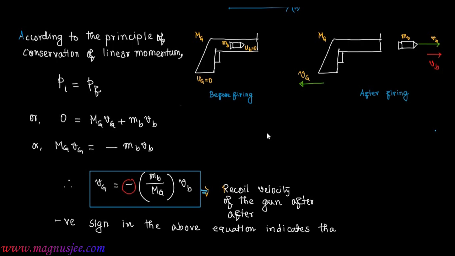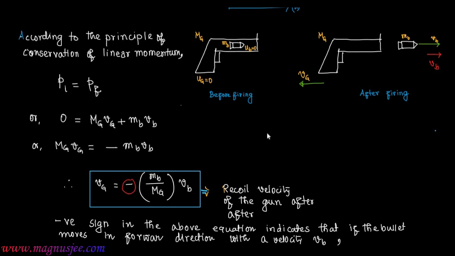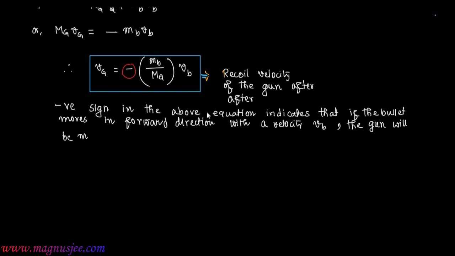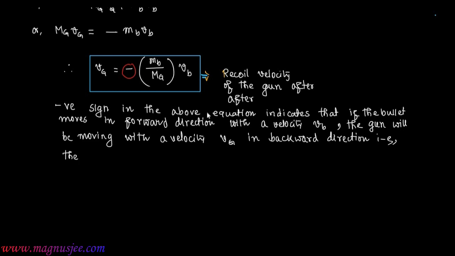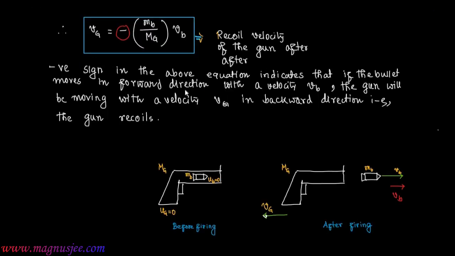So the above equation indicates that if the bullet moves in the forward direction with a velocity v_b, then the gun will be moving with a recoil velocity v_g in the backward direction. That is, the gun will recoil.